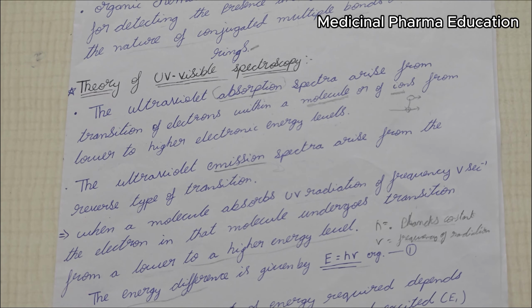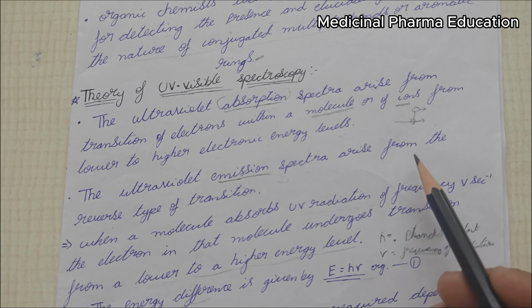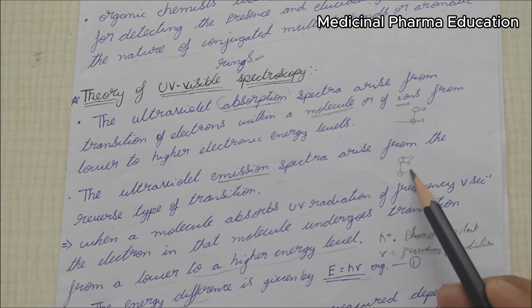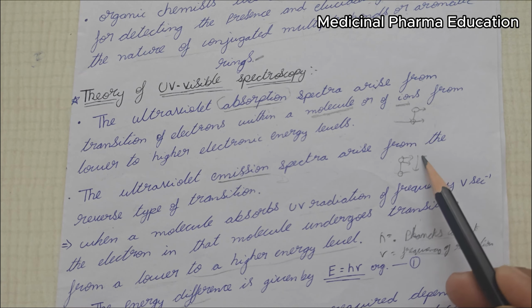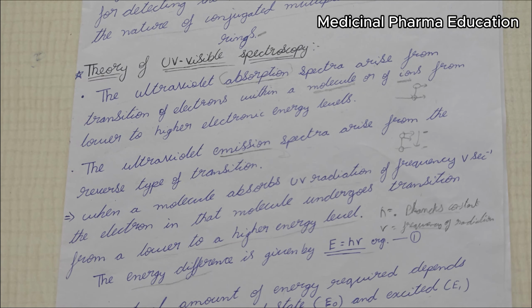Next, the ultraviolet emission spectrum arises from the reverse type of transition. Here, what happens in emission? In emission, the energy is emitted out, then it comes back from the excited state to the ground state. That's the emission. When the molecule absorbs UV radiation of frequency, the electron in that molecule undergoes transition from a lower to a higher energy level. The energy difference is given by E equals hv.